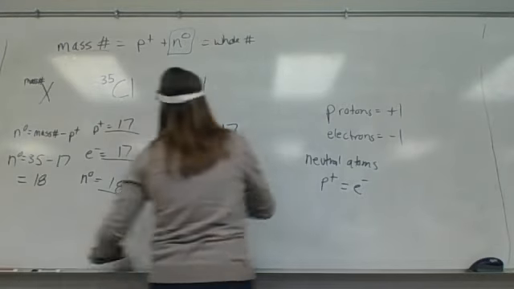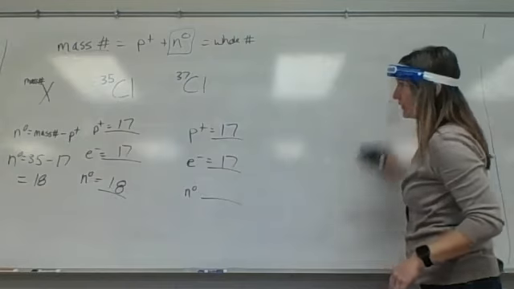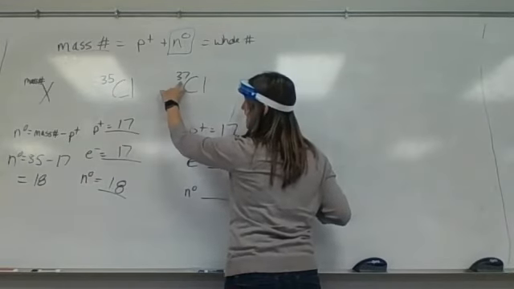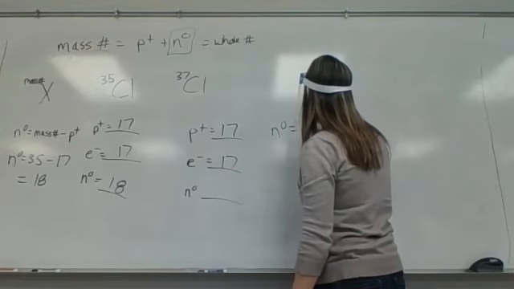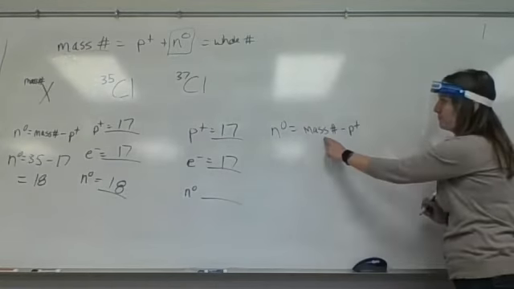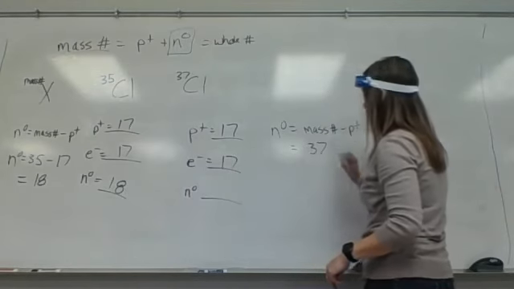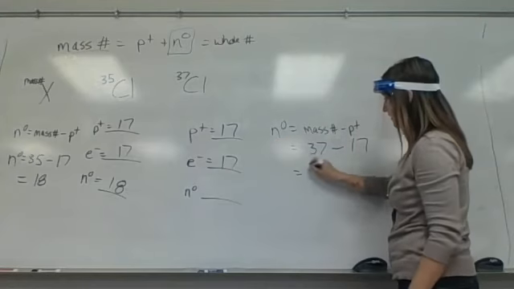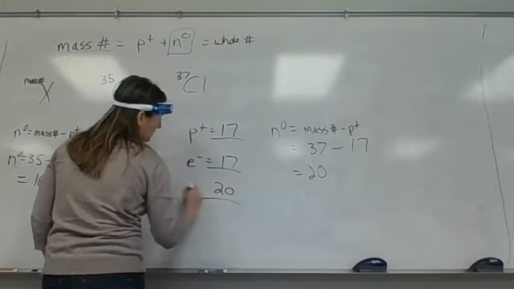Now over here, my chlorine-37 isotope is going to have a different number of neutrons because its mass number is different. Now we have a mass number of 37. So when I calculate my neutrons here, I'm using the same equation, but with 37 instead of 35. So 37 minus the protons, 17, gives me a total of 20 neutrons.